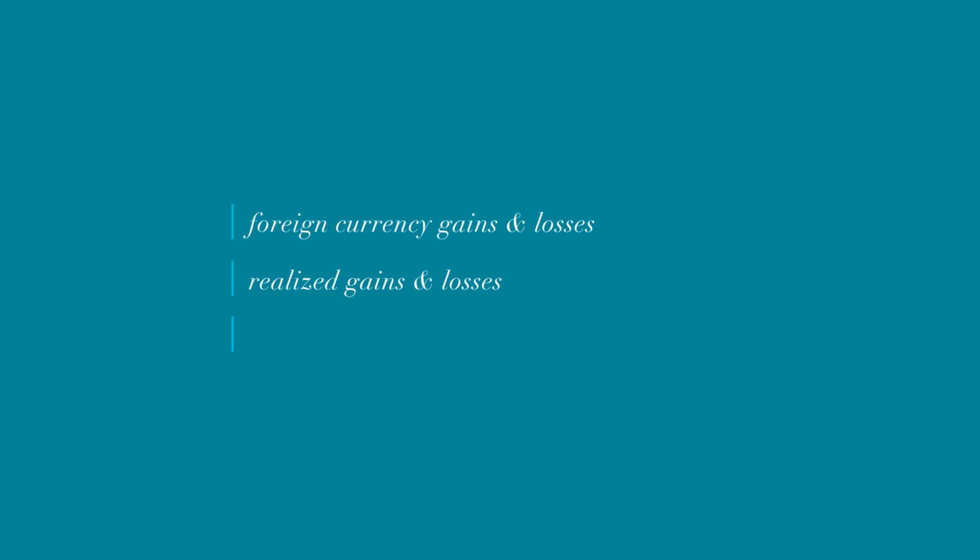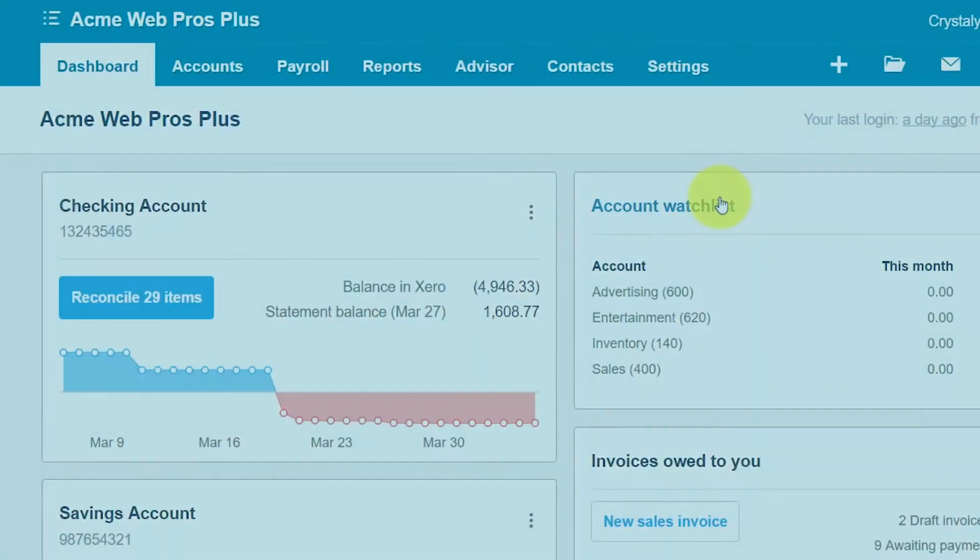Finally, there are 3 foreign currency reports available for you to run in Xero: the foreign currency gains and losses report, the realized gains and losses report, and the unrealized gains and losses report. Let's go ahead and see how to run the foreign currency gains and losses report.